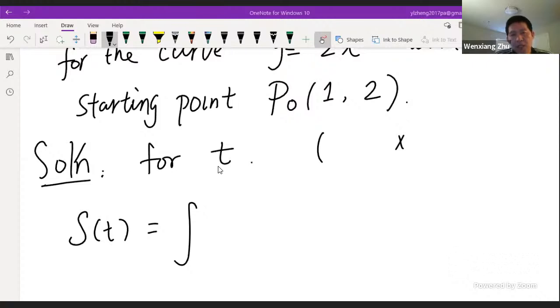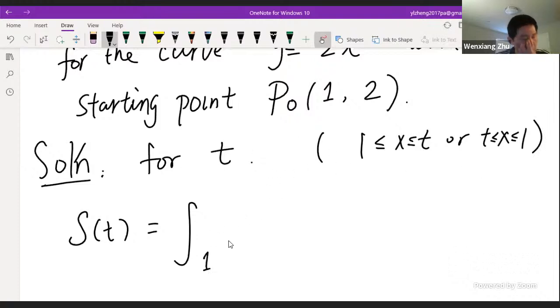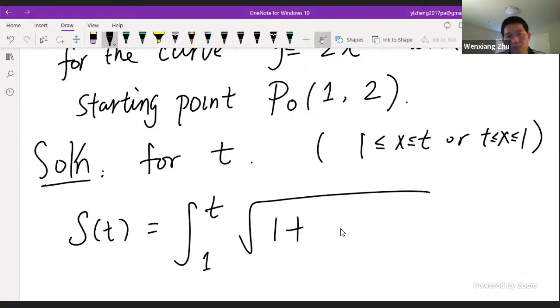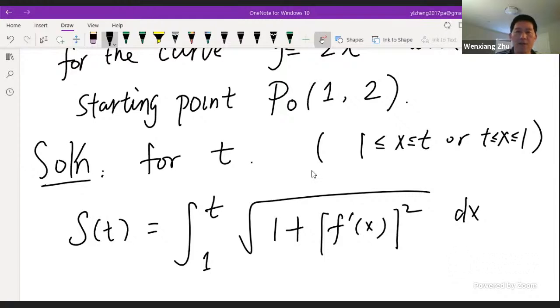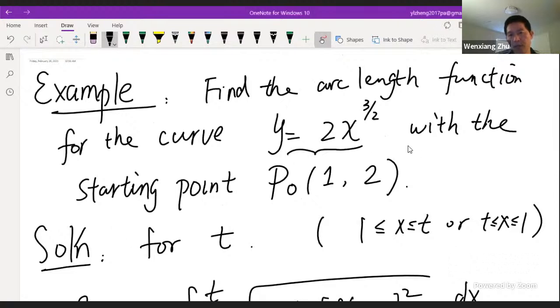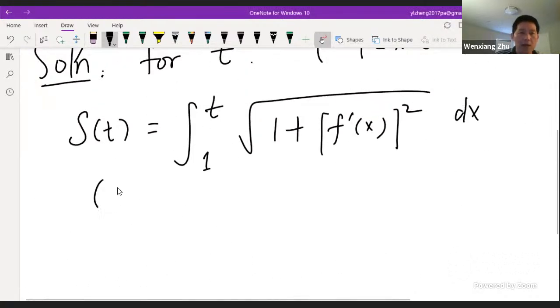So I just pick a t. Just remember, x is between 1 and t when t is greater than 1, right? Or x is between t and 1 when t is to the left of 1. But whatever that is, you just do integration from the lower bound to t. Now here you just plug in the square root of 1 plus f prime of x squared dx. In this case, there's no f, but you interpret this as your f of x, so f of x is equal to 2 times x to the 3/2.